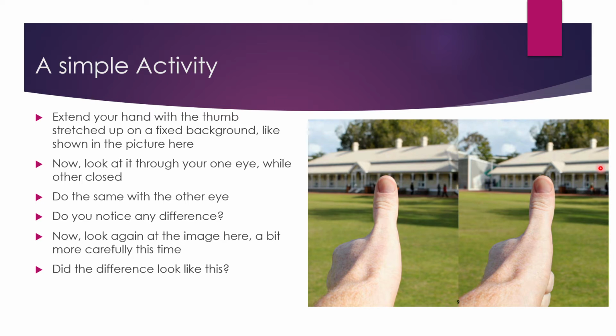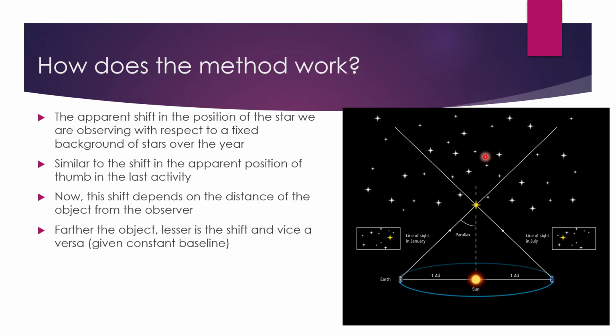That apparent movement is called parallax. It's not moving in reality, it just looks to us that it's moving. This happens because the angle from which you are looking at your thumb is changing, and because of that it looks like the background object is moving. So that's called parallax. Now, the same principle is used to calculate the distance using the parallax method.